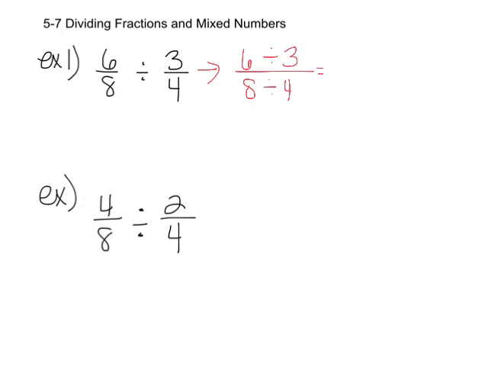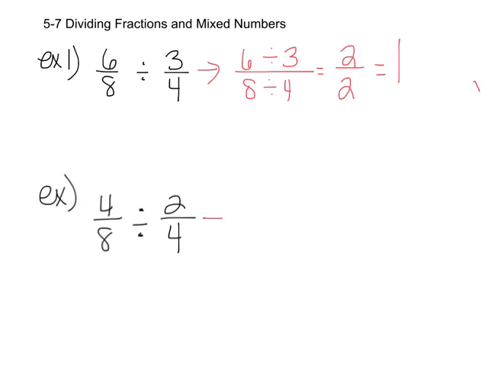When I divide 6 divided by 3, I'm going to get 2. And 8 divided by 4 is also 2. So I'm just left with 1, because 2 over 2 simplifies to 1.